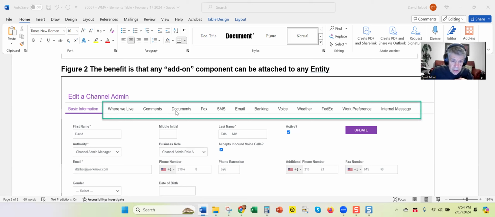addresses and maps, comments, documents, faxes, inbound, outbound, SMS, inbound, outbound email, banking, inbound, outbound voice, weather, FedEx, work preferences, internal messages. All these are standard WorkMovr features, and they can be attached just with a checkbox to any entity in the system. So that's the first reason.